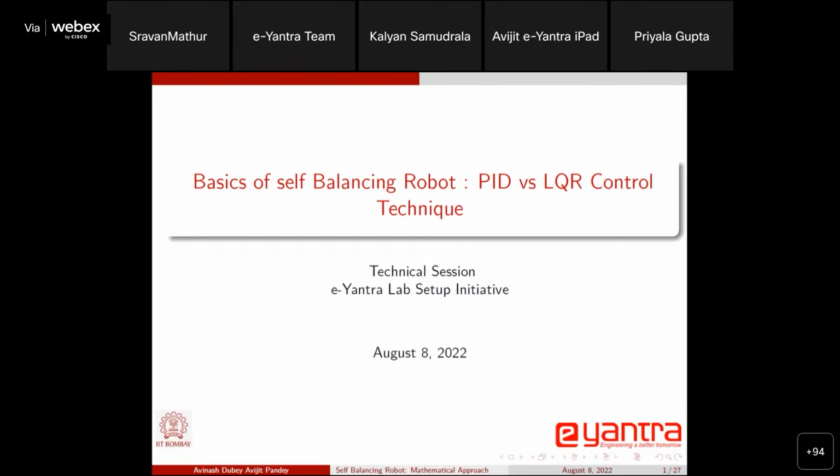Before that, I would like to specify that we will not go deeper into the theory part. We will try to just analyze how we can build the self-balancing robot. We'll see the derivation and then some implementation of the self-balancing robot. So we'll confine our whole theory to designing a self-balancing robot. Fine, so let's move further.